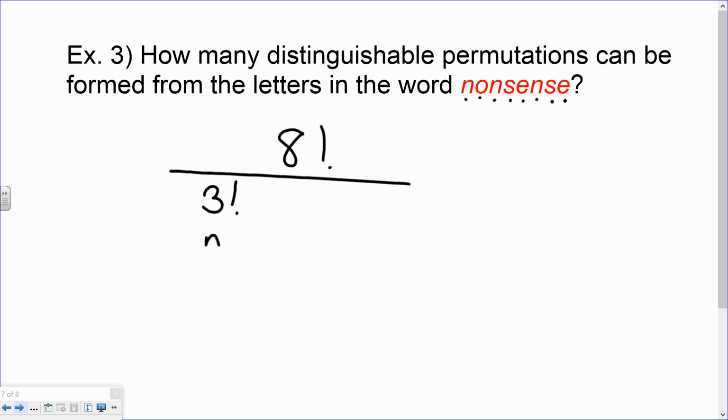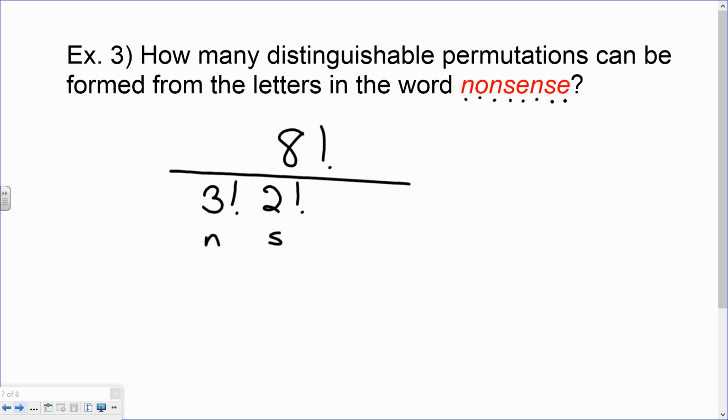Is n the only letter that repeats? Jack? Okay, s. How many s's do I have? So what do I do with 2? And yes, I know it's really also 2, but we're going to write it as 2 factorial to help us get the formulas in our heads. So N's and S's. Anything else that repeats?